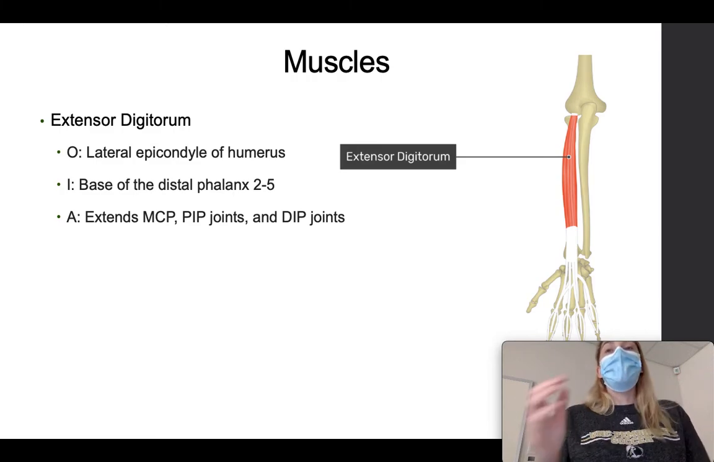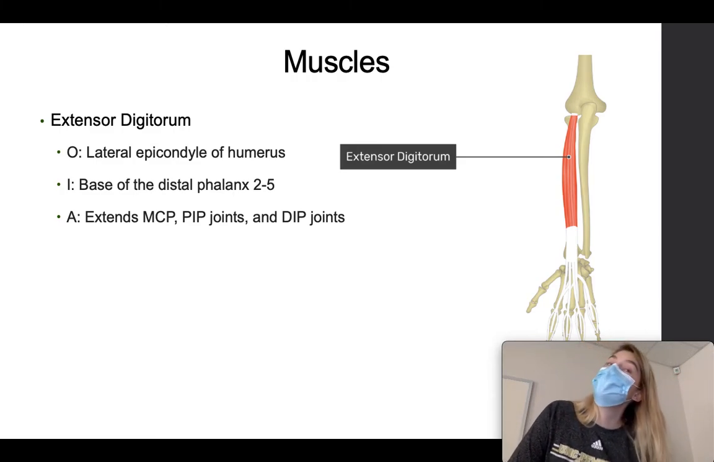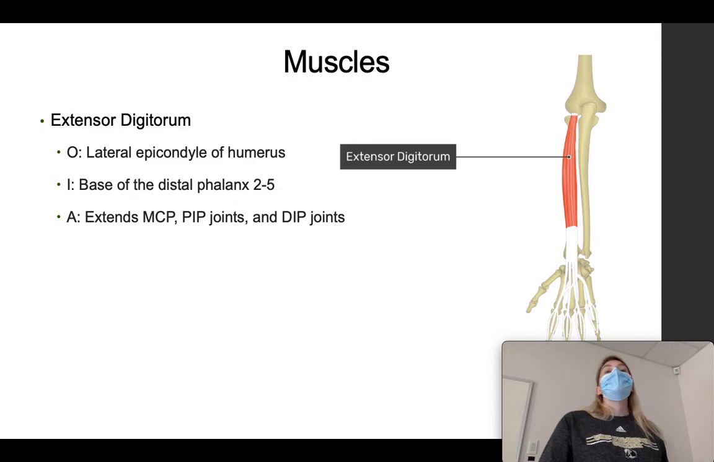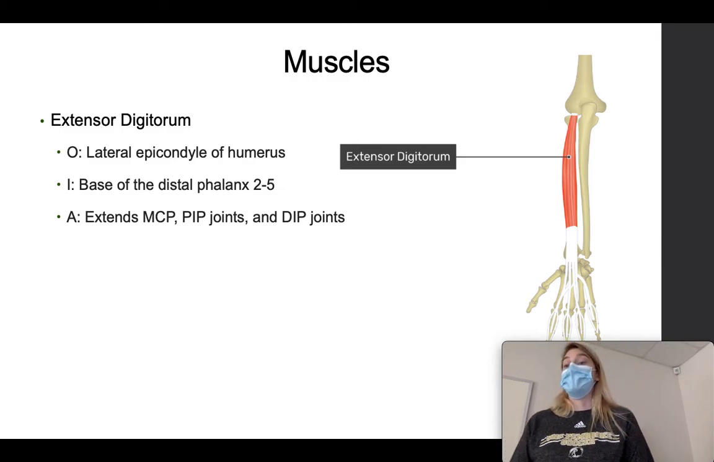So you notice, again, all of these are not going to the thumb. The thumb has its own muscles. Instead of digitorum, it would say pollicis, because it is the pollex. But there are way too many thumb muscles. That is too specialized for you guys to know.